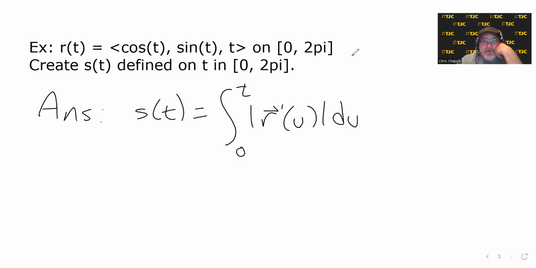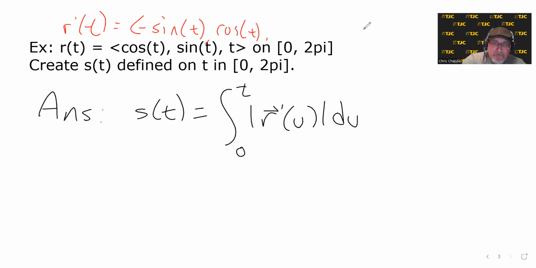Well, what we just did earlier isn't going to change. In other words, in the previous video, when we found the derivative of our vector function, it was negative sine of t, cosine of t, 1. And when we found the magnitude of that, it ended up being just the square root of 2, because we end up with the sine squared plus cosine squared plus 1 under the square root. So we're going to integrate the same function.